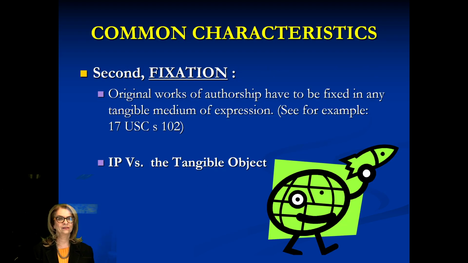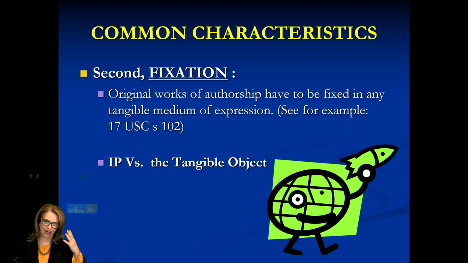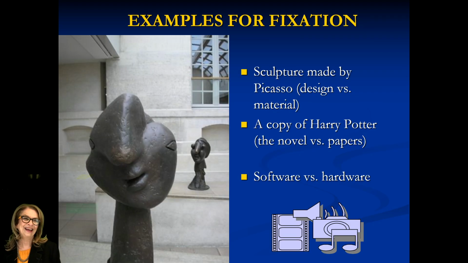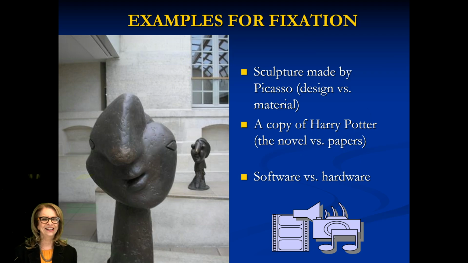The second one is fixation. As I mentioned, Section 102 of Title 17 of the U.S. Code says the original works of authorship have to be fixed in any tangible medium of expression. So there is the IP in my head, it has an external reflection, external existence, but then it has to be fixed in some tangible material. Maybe it's outdated a bit with all the lasers and all the expressions of AI, but still it exists in the law and we have to respect that.